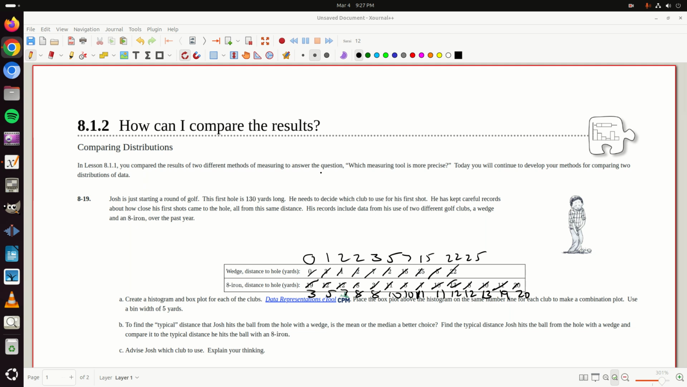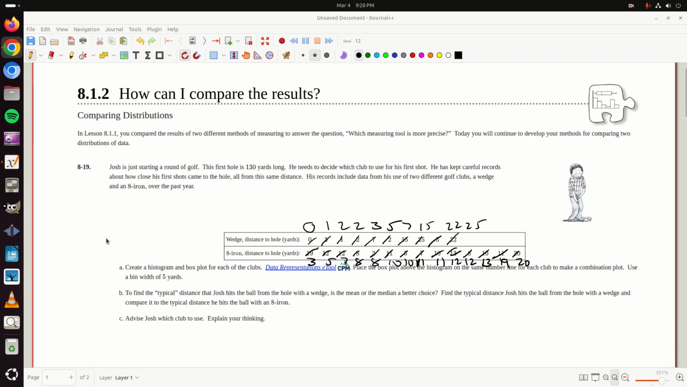So, comparing distributions. This video assumes that you can already make a box and whisker plot and a histogram. So hopefully you guys remember how to do that, although I'll be going over it. The real idea behind this chapter or lesson is that we can make comparisons. So in 811, you compared the results of two different methods of measuring to answer the question, which measuring tool is more precise? Today you'll continue to develop your methods for comparing two distributions of data.